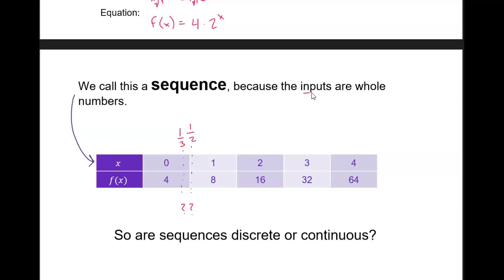Well, we said the inputs are only whole numbers, so no, these inputs are not valid. So this must be discrete, because if it were continuous, all of these values in between would have to be valid. So it can't be continuous, it's going to have to be discrete.